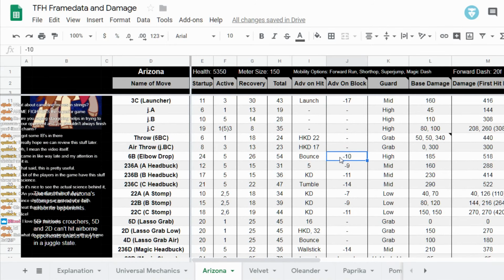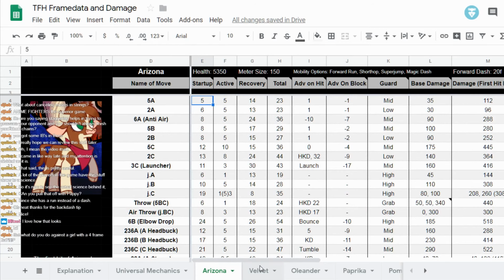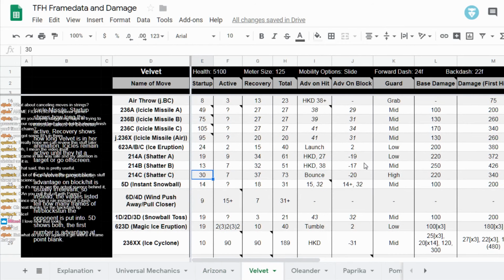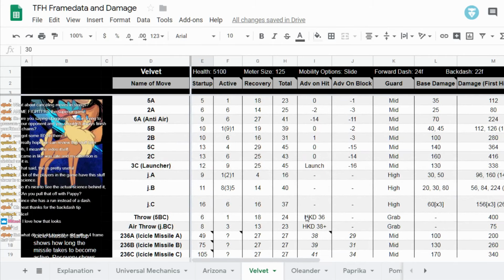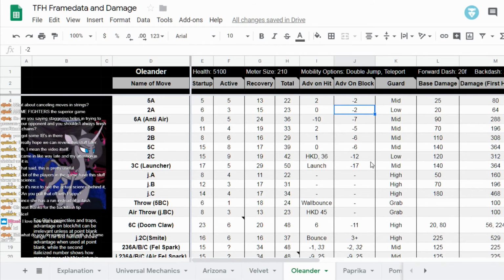So if you see Arizona always going for C-Stomp in your face and she doesn't cancel it into anything, you're like, hey, that's minus 11. I'm gonna jab you. You see Velvet likes to go for her overhead. You see she's minus 20. You're like, hey, I can maybe try to do a ranged attack that hits her. See Oleander spamming her launcher on block because she doesn't know how to reserve herself quite yet. She's a beginner too. She doesn't know hit confirming. You can abuse that and punish her.